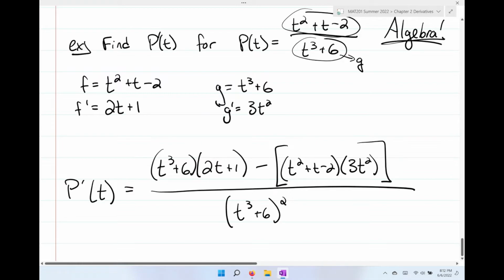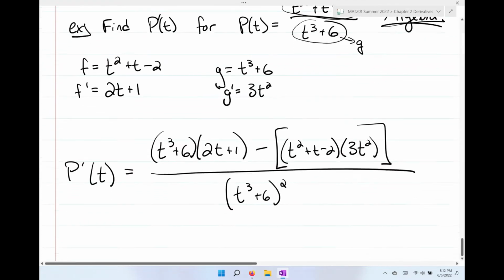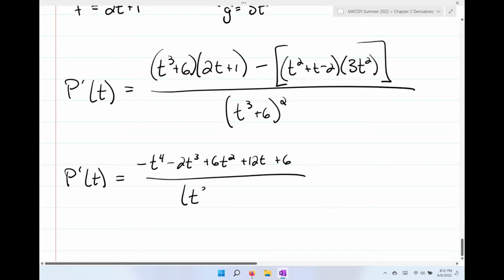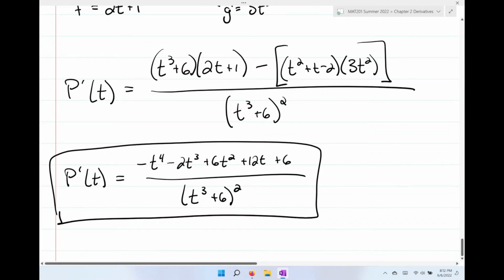All right? Now, from here, it's just a matter of grouping like terms, using algebra, factoring if you can, trying to simplify some stuff. But I'm going to leave that to you. What you should get at the end of the day is negative t to the fourth minus 2t to the third plus 6t to the second plus 12t plus 6 all over t to the third plus 6 quantity squared. So that'll be like a nice little algebraic exercise for you to do.